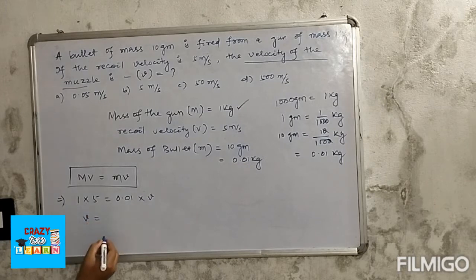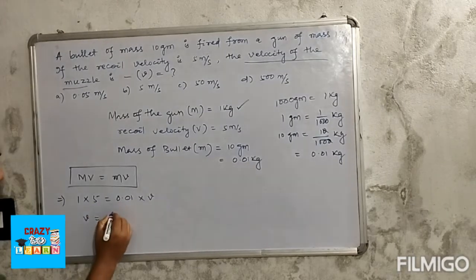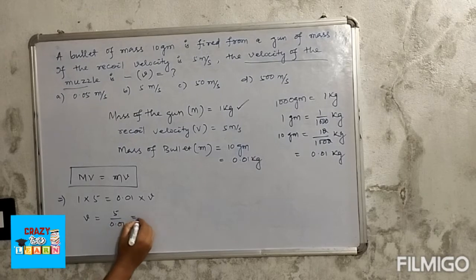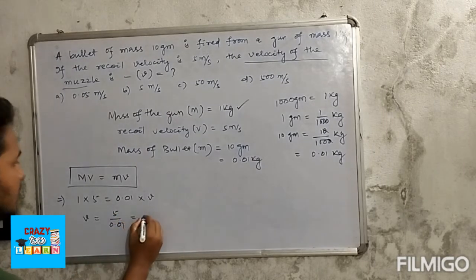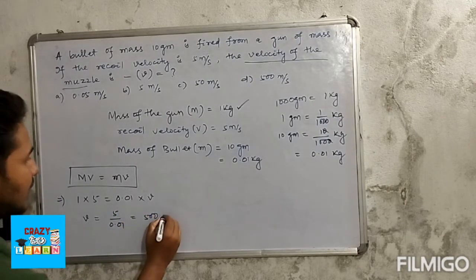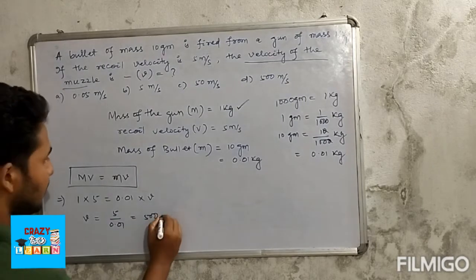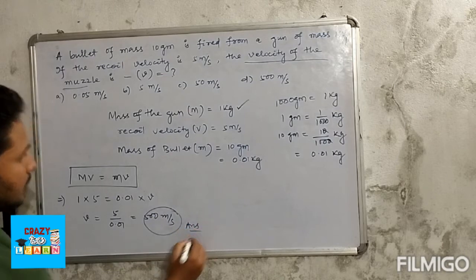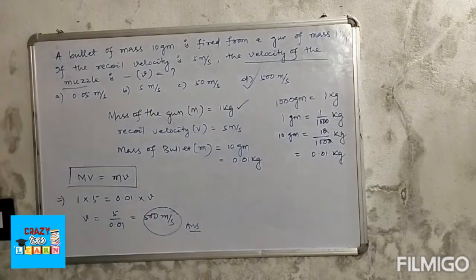So the value of small b is equal to 5 into 1, that is 5, divided by 0.01. If we solve it, we will get 500 meter per second, which is your answer. So option D is the correct one.